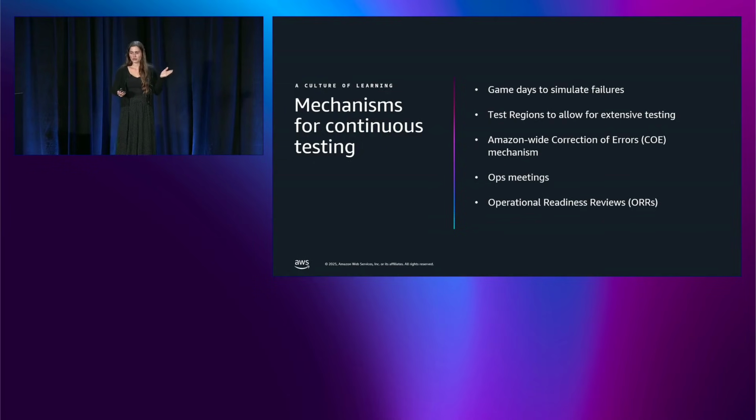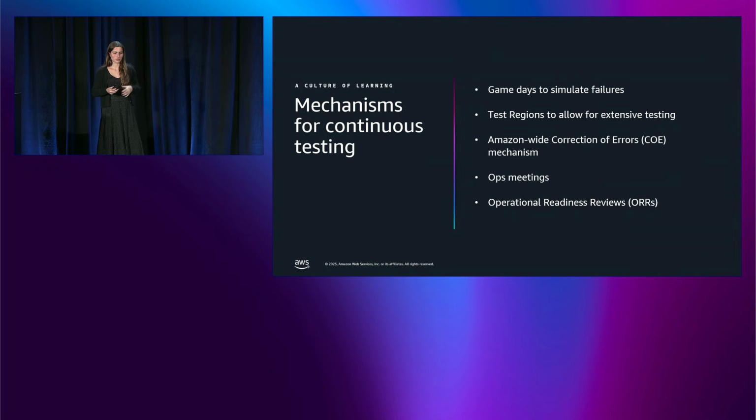And then finally, operational readiness reviews, or ORRs. So this is a process teams go through on a regular basis to ensure that their services are operationally healthy. And so this is for existing services, but also if a service team is developing a new service or a new feature, they would undergo this ORR process, which also incorporates some of the learnings from noteworthy COEs. So these are some of the mechanisms that we use across the company to really drive this culture of continuous improvement through those mechanisms and testing.